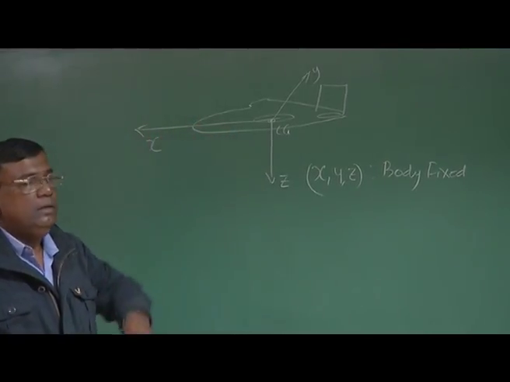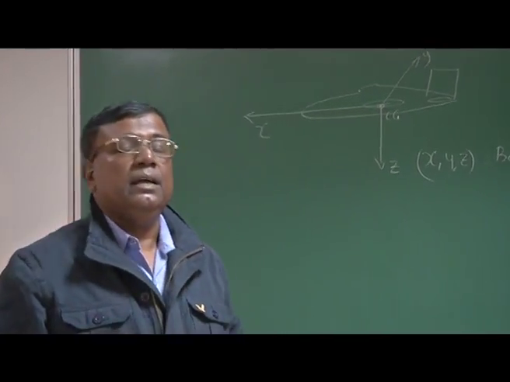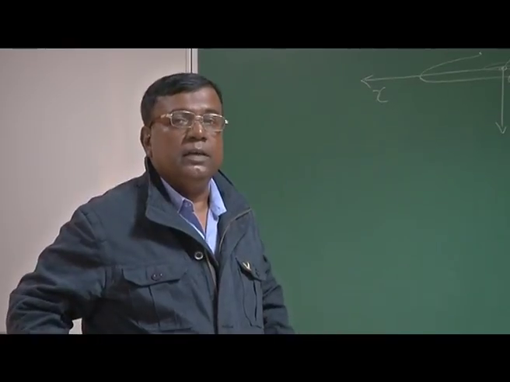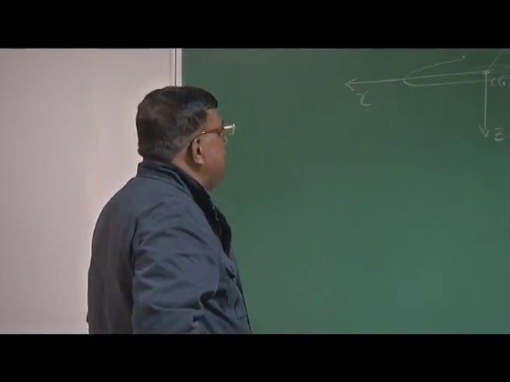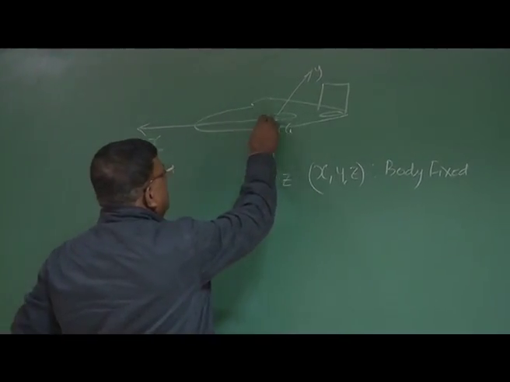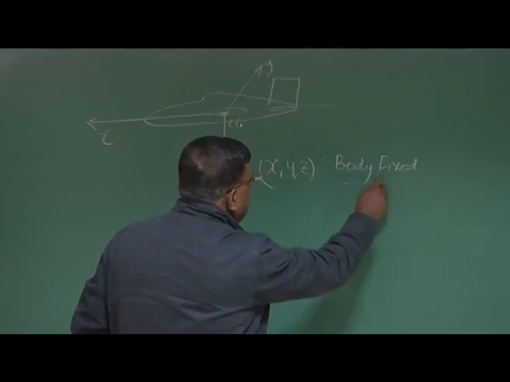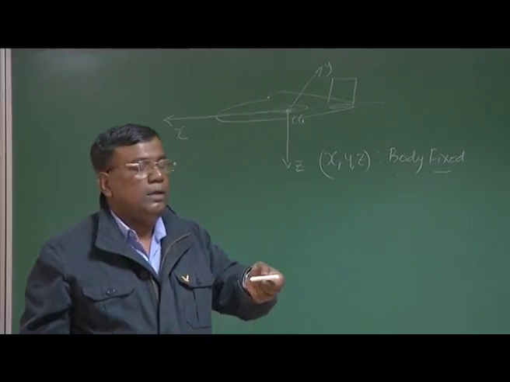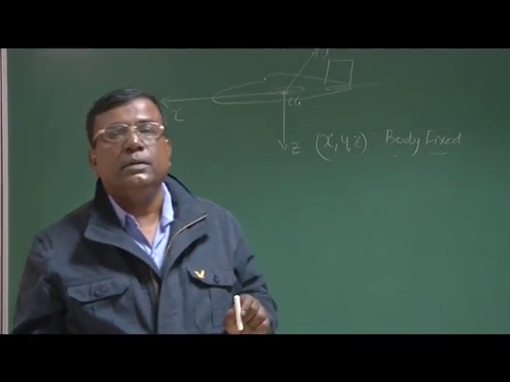This line of symmetry may not be guaranteed. If I put the x-axis along the line of symmetry, then you will see some cross products of inertia will vanish. But we are saying, okay, at this stage, the x-axis is along the fuselage reference line here. When I say it's a body fixed axis, please understand, this axis is fixed with the body, with the airplane. So if the airplane moves, the axis also moves, right?